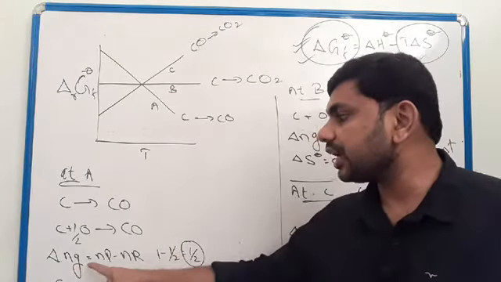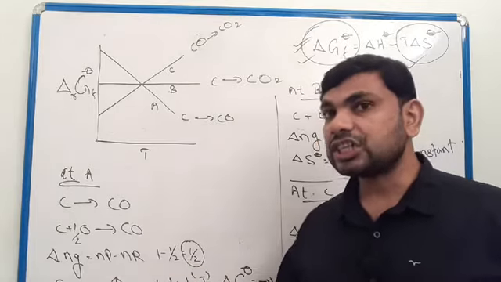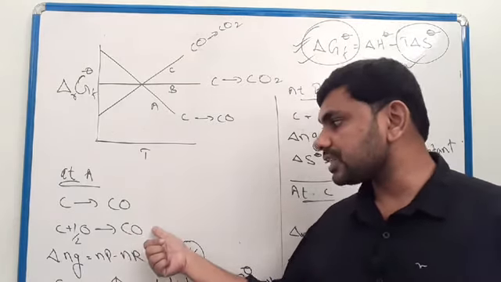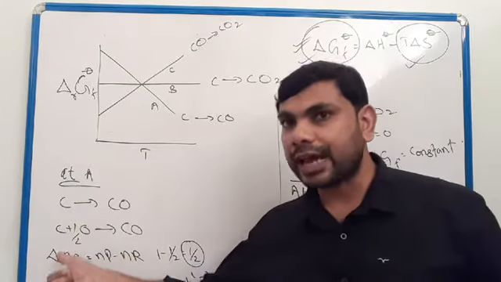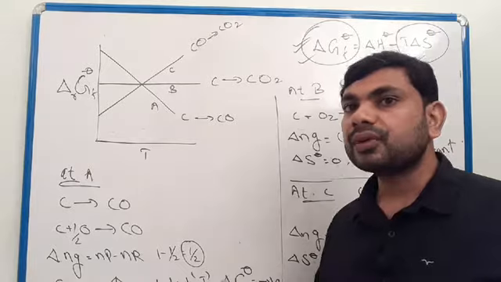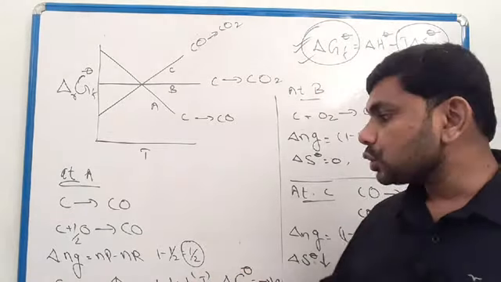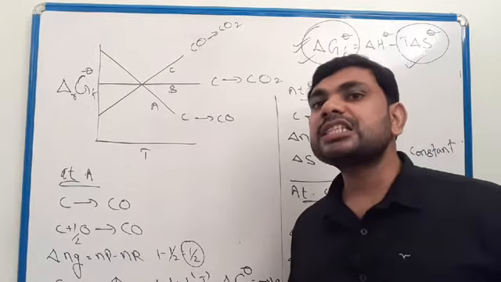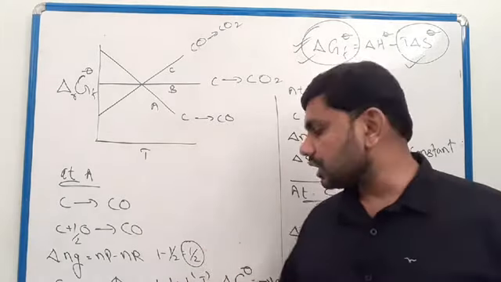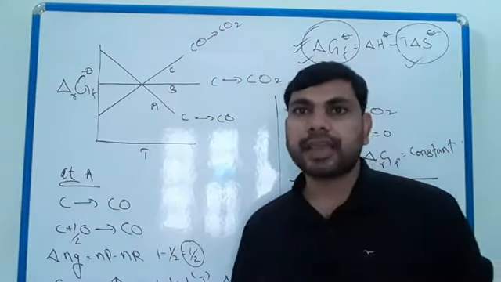Here find this delta Ng, the change in number of moles of gas: number of moles of gas on the product side minus number of moles of gas on the reactant side. 1 minus half equals half. More moles of gas are produced, so entropy is increasing. When you increase temperature, entropy is already increasing, and again we increase temperature, delta G will be negative and the chemical reaction will be spontaneous.